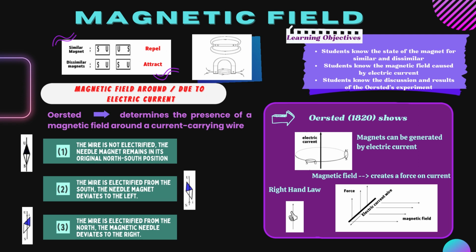Oersted in 1820 shows that magnets can be generated by electric current. So we can see from the figure that the magnetic field creates a force on the current. Oersted also proposed the right-hand rule, where the thumb indicates the direction of the electric current, while the forefinger grip indicates the direction of the magnetic field.